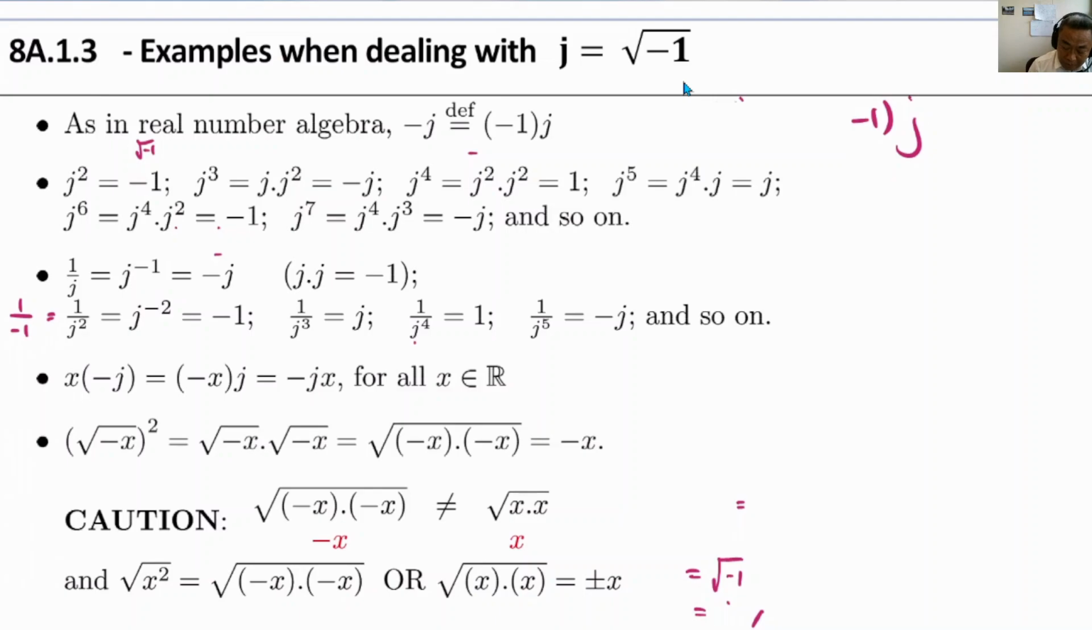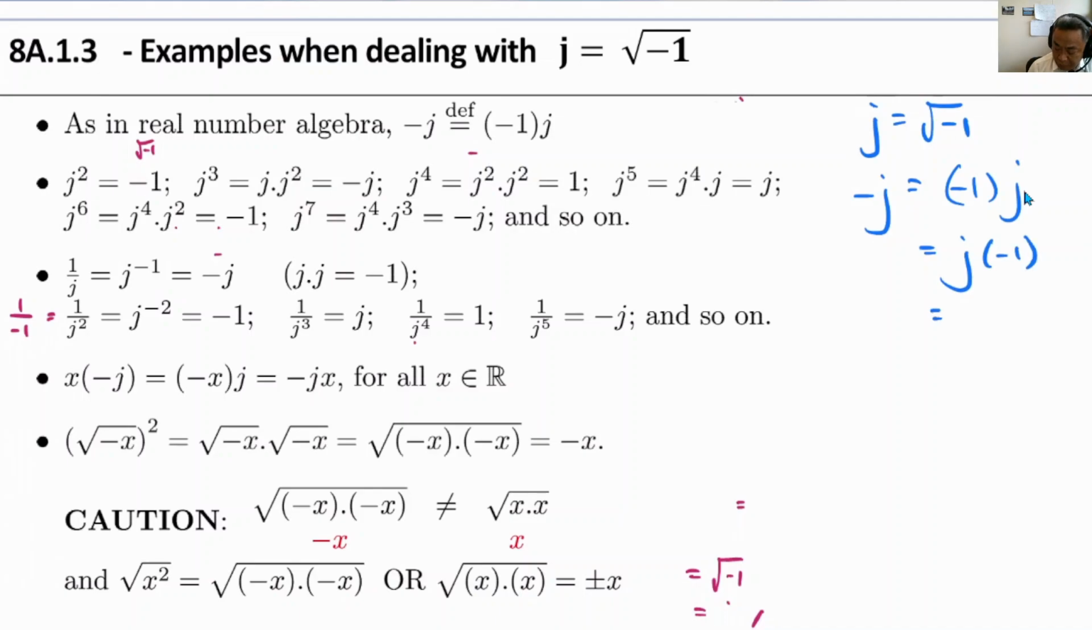Now remember that we have defined the square root of minus 1 as j. j equals square root of minus 1. And what is then minus j? Well, minus j is minus 1 times j. So this is the idea. What is minus j? It is a real number multiplied by the imaginary square root of minus 1. Or you can put j and then minus 1, which is the same, or you just simply put minus j. It doesn't really matter. This is just a definition of how we treat minus j.